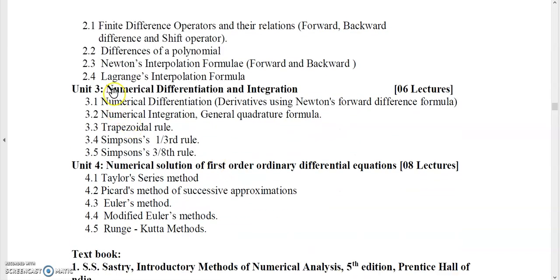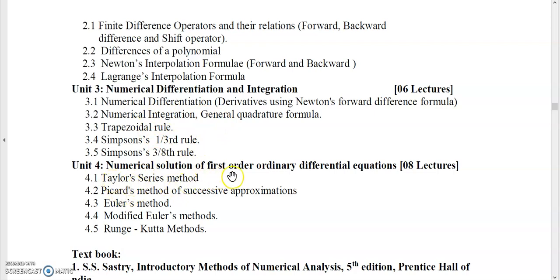Unit 3, Numerical Differentiation and Integration. Unit 3 and Unit 4 are applications of numerical methods. The first article is numerical differentiation, the derivative using Newton's forward difference formula. Then numerical integration, the general quadrature formula. Then there is the trapezoidal rule, and then Simpson's 1/3 rule, and then Simpson's 3/8 rule. All these formulas are used to find the area under a curve.